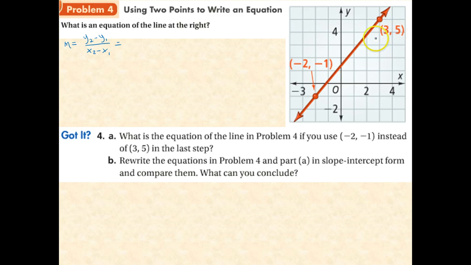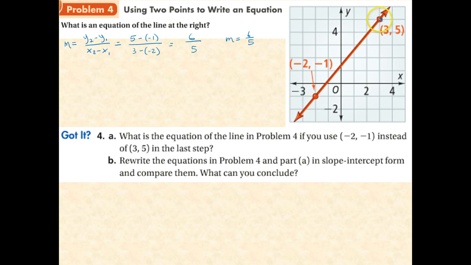So I'm going to do 5 minus negative 1 over 3 minus negative 2. Minus a negative 1 is plus 1, so that's 6. And then 3 minus a negative 2 is 3 plus 2, which is 5. So my slope is 6 over 5. And I can just check and make sure that I go up 1, 2, 3, 4, 5, 6, and over 1, 2, 3, 4, 5. Bing!